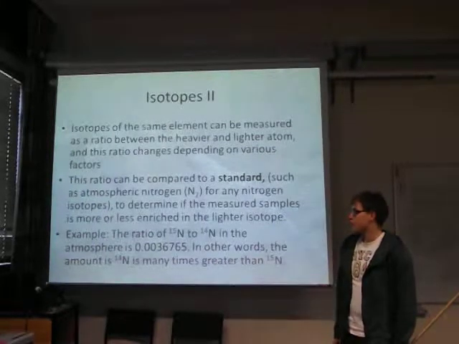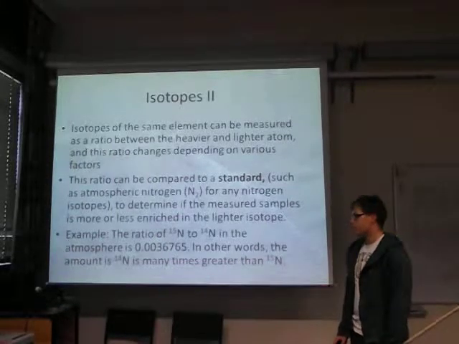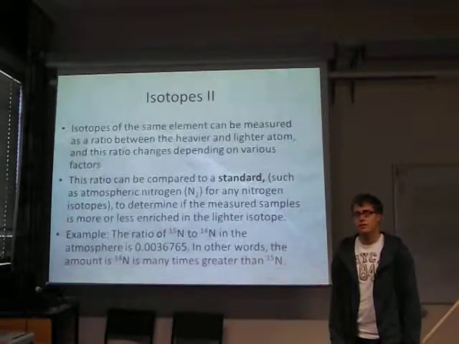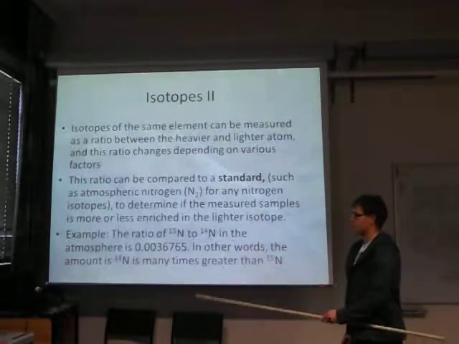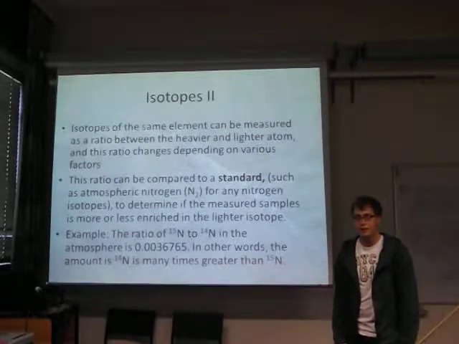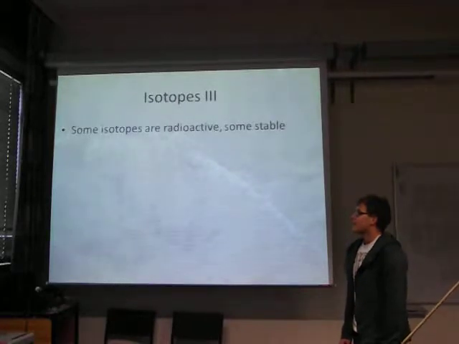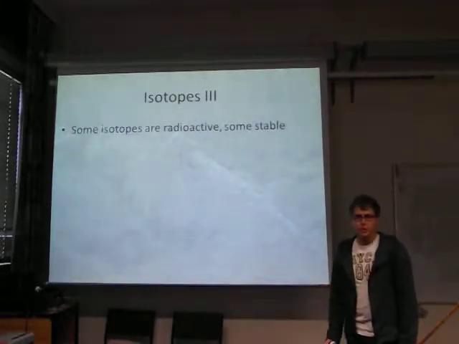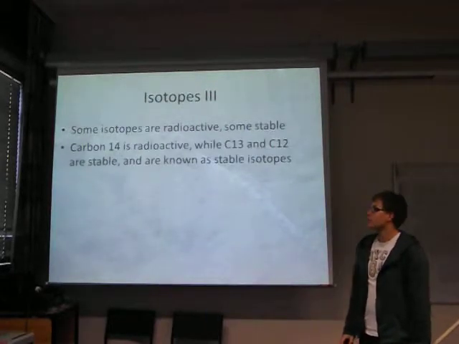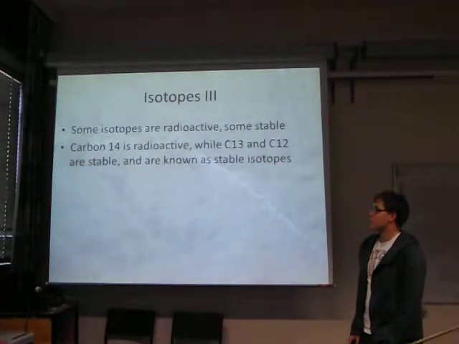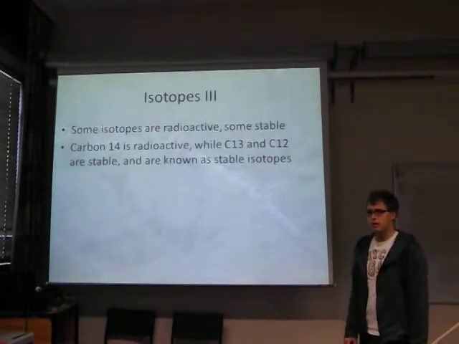So atmospheric nitrogen has a ratio of 0.0036765. So that's the ratio of nitrogen 15 to 14. So there's very little nitrogen 15 compared to nitrogen 14. Some isotopes are radioactive, most of them are stable. The ones I'm concerned with are only stable isotopes, carbon and nitrogen. So just again with carbon 14, 13 and 12, carbon 14 is radioactive, but carbon 13 and 12 are both stable.